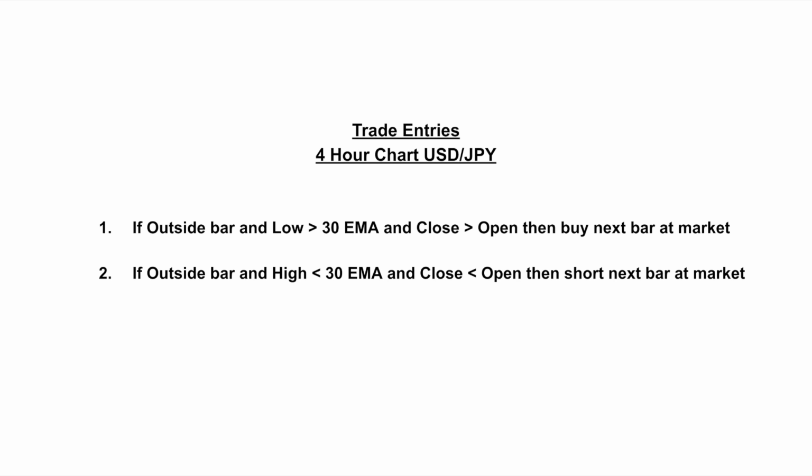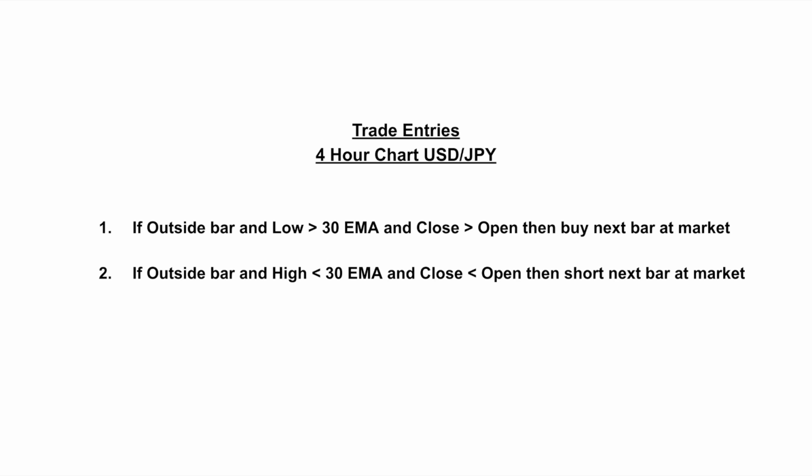So looking at the trade entries, let's look at a long trade first. If we get an outside bar on that 4-hour chart, and that outside bar is all greater than the 30 period exponential moving average, then that's the first condition. And we want to see the close of the outside bar greater than the open. When we get those conditions, we buy the next bar at market. We'll have a look at these examples on the chart in just a moment.